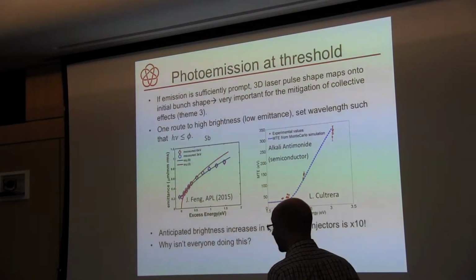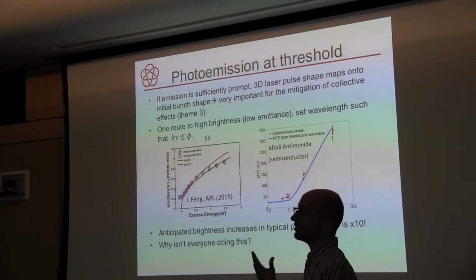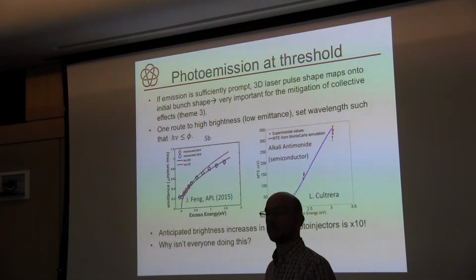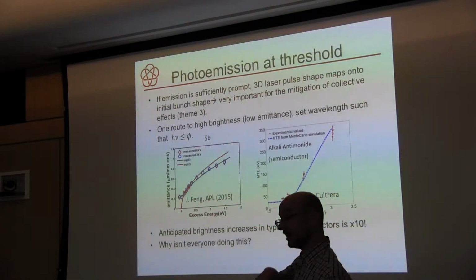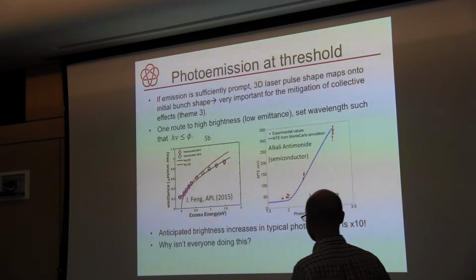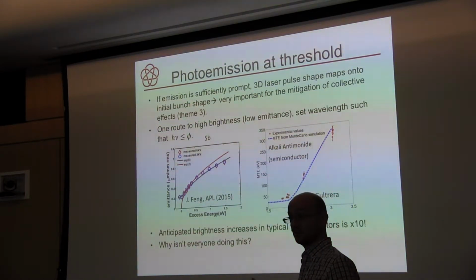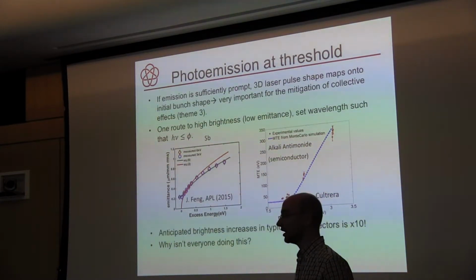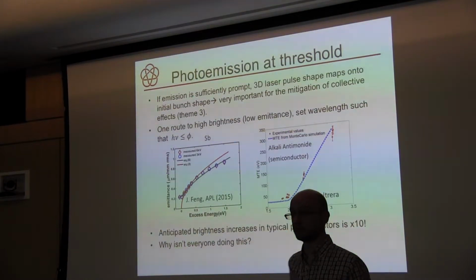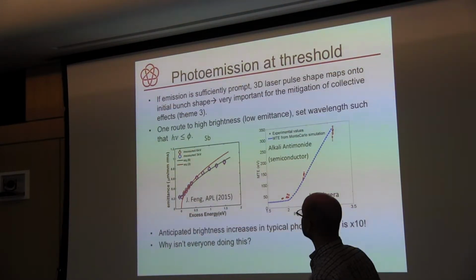So the anticipated brightness going from the standard 250 millielectron volt operation of typical photoinjector MTEs down to room temperature, which is about 25 millielectron volt MTEs, is a factor of 10. This is great. Why doesn't everyone do this? Why is everyone not choosing their laser wavelength such that it's exactly at the photoemission threshold? Well, there is a reason for this.